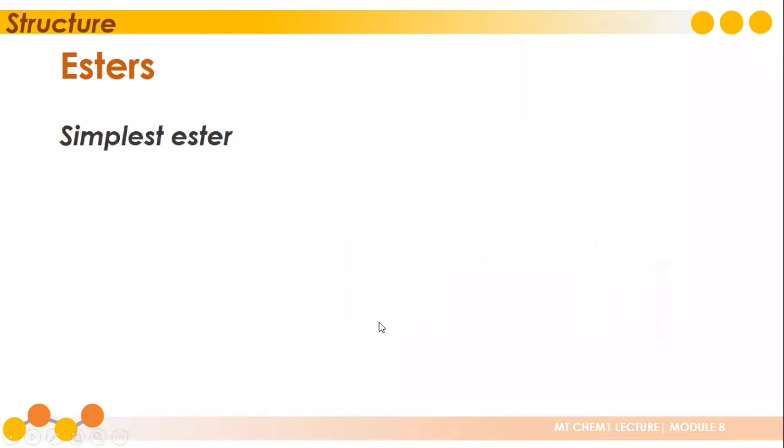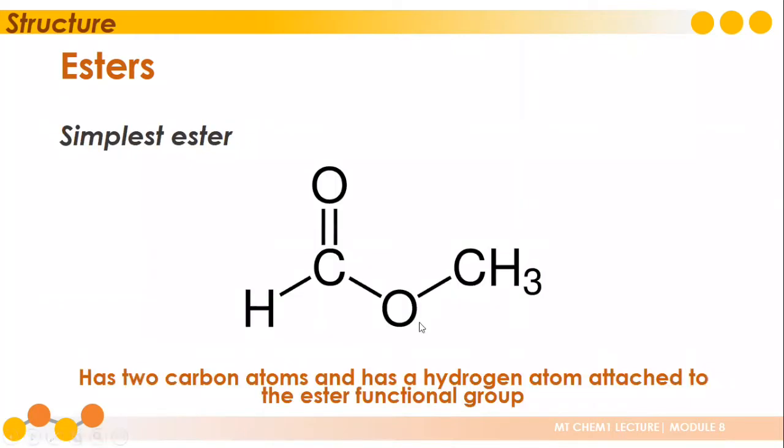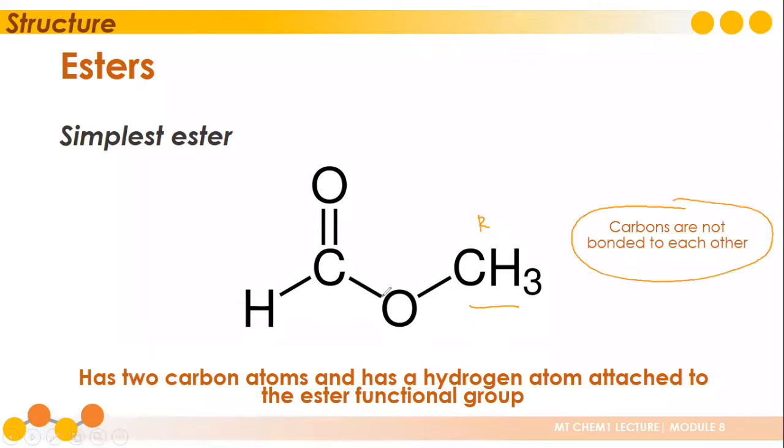Next, let's look at the simplest ester we can find, which has two carbon atoms. Kindly take note that the carbons are not bonded to each other. It has two carbon atoms and a hydrogen atom attached to the ester functional group. Remember that the R group stands for an alkyl or acyl or an aromatic group. So it can be this CH3. Again, remember that the carbons are not bonded to each other.